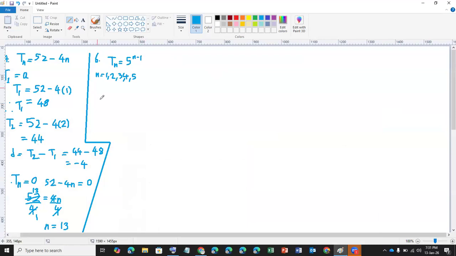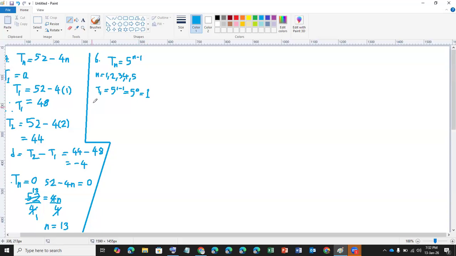Okay. So, C1. What would C1 be? It's 5 raised to the power of 1 minus 1, isn't it? Yes, that is 5 raised to the power 0. And we all know that anything raised to the power 0 is 1. So that's 1.